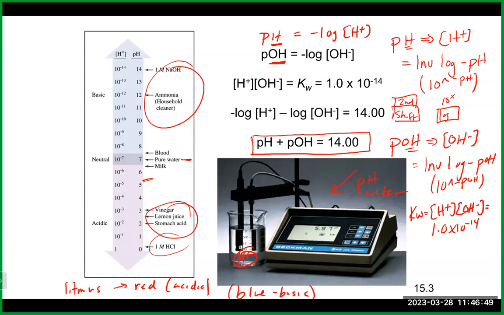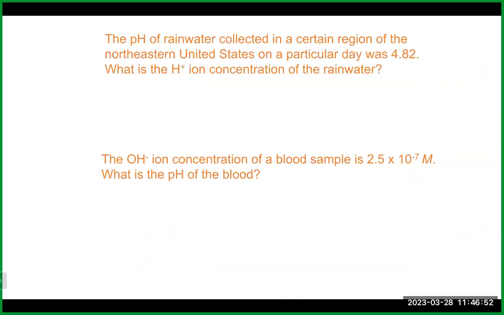All right, any questions on any of those? All right, let's try some here. The pH of rainwater collected is about 4.82. Let's answer a bunch of questions here. It asks, what is the concentration of H+? What is the concentration of OH-? What is the pOH? And is it acidic, basic, or neutral?